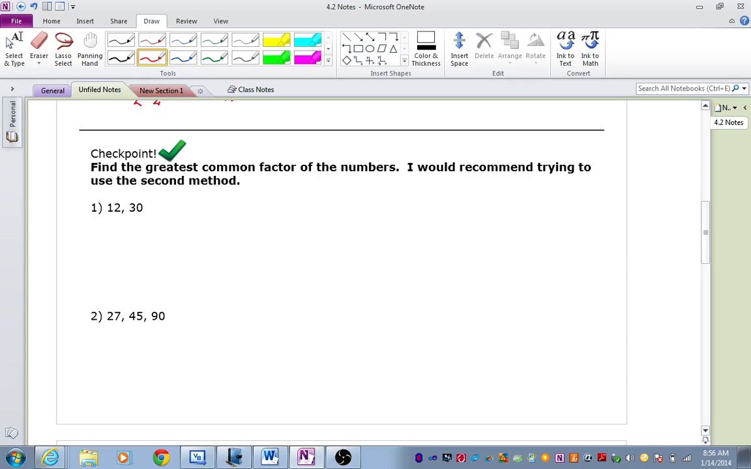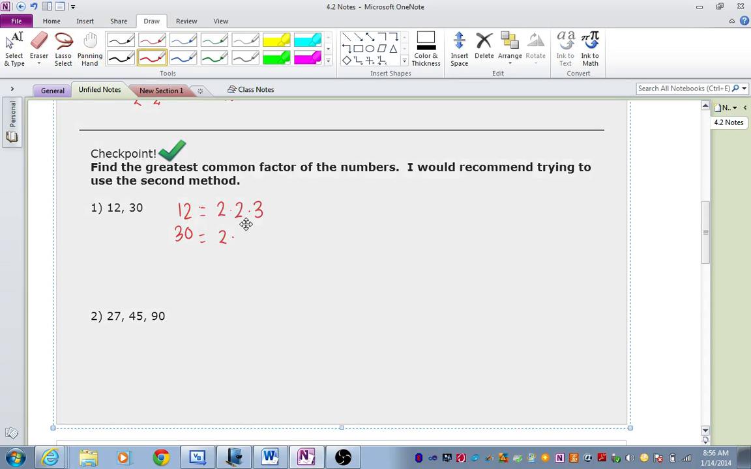Okay, I'm going to use method 2, which is prime factoring. So for 12, 12 equals 2 times 6, and 6 is 2 times 3. For 30, it's 2 times 15, and 15 is 3 times 5.